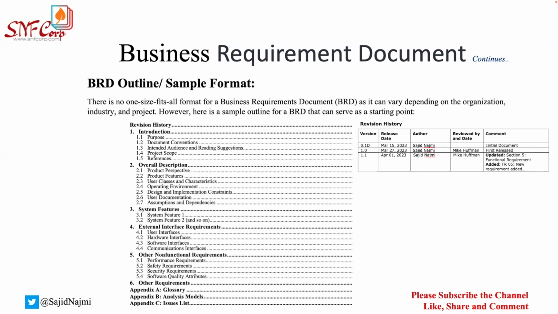Now, what is the overall description? You have to write what the product perspective is, the features, the user classes, characteristics, everything. You will write system features. You will write external interface requirements like the GUI, which we call the graphical user interface. You will also write functional, non-functional, hardware, software, all those requirements. You may have some other requirements as well.